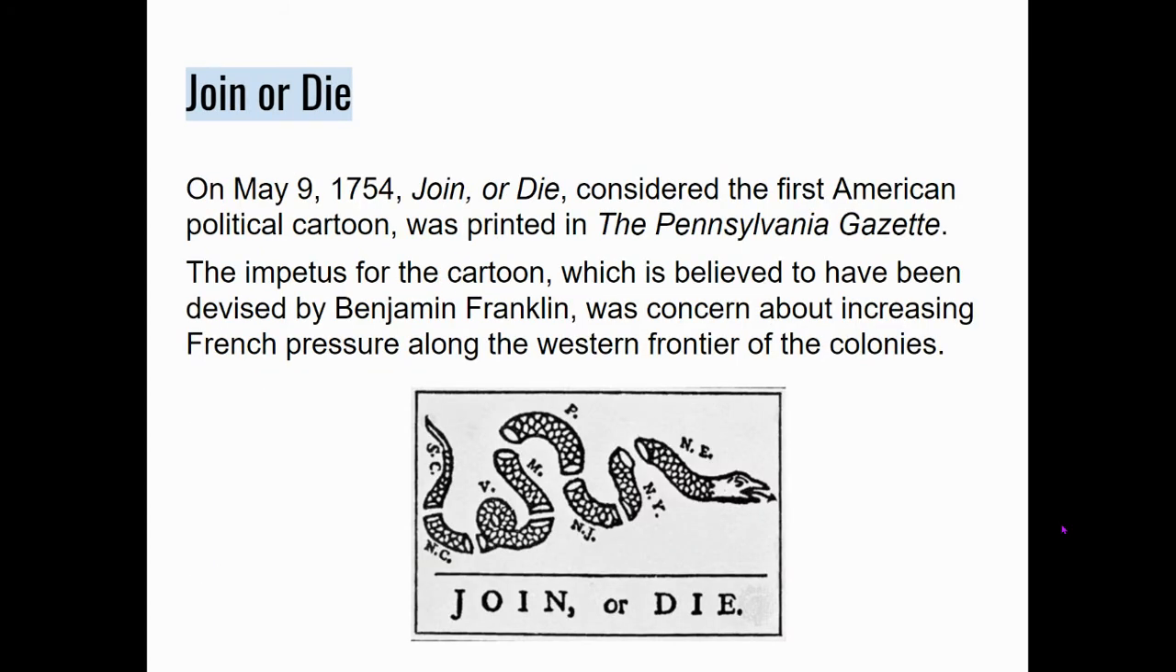Ben Franklin is also responsible for what is considered the first American political cartoon that was printed, called Join or Die. As you can see here, it has many of the different colonies all carved up. The idea is that if we don't work together, then potentially we could no longer exist because we have this increasing French concern as well as Native American concerns on the Western frontier.